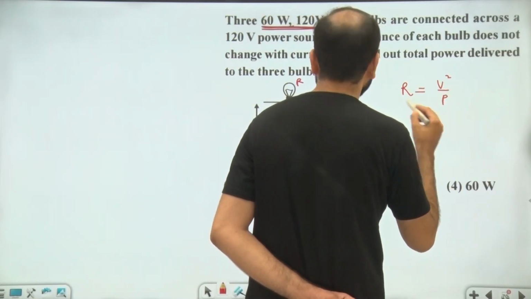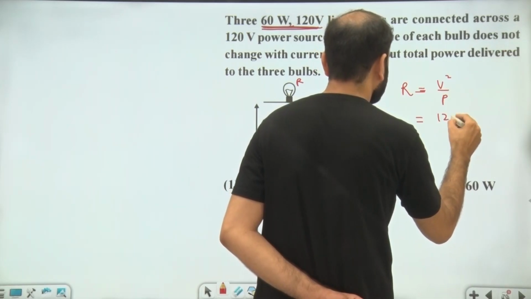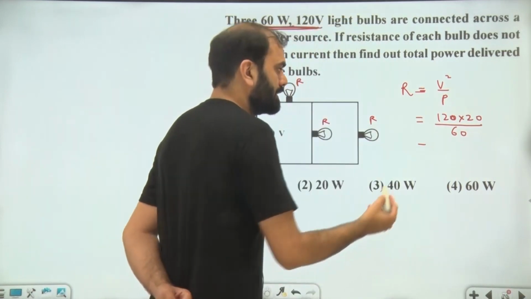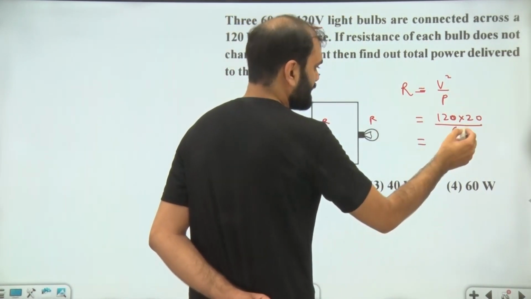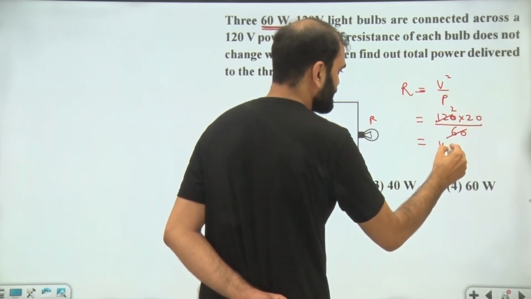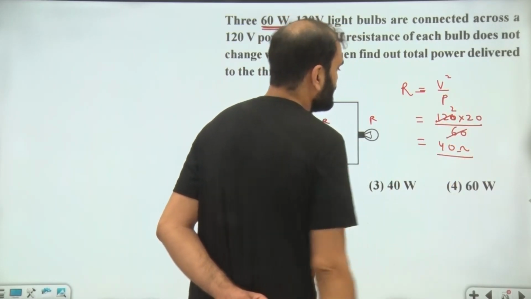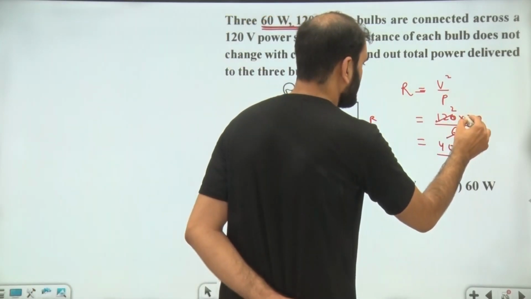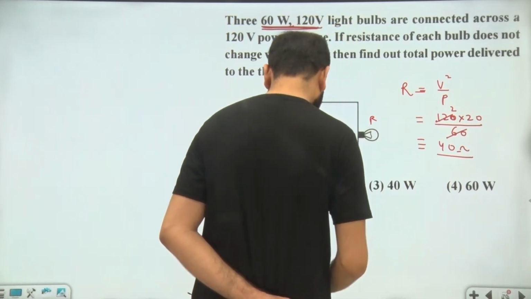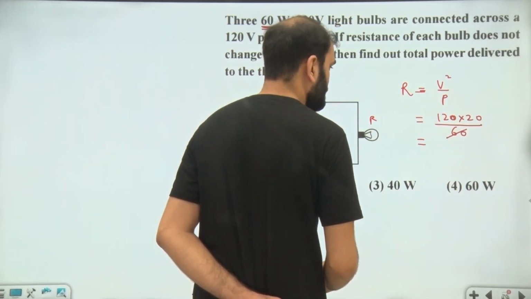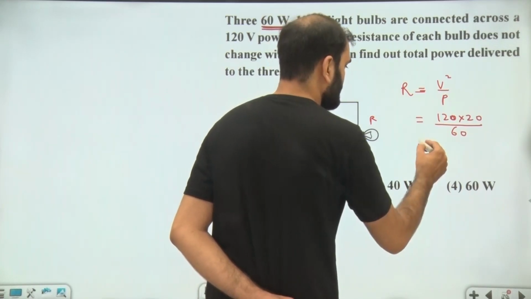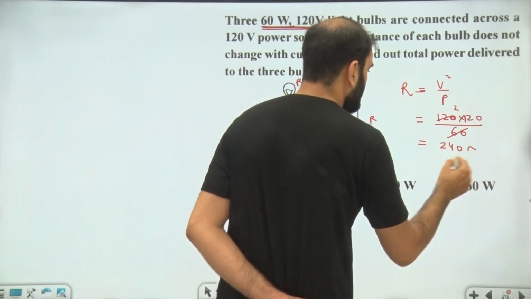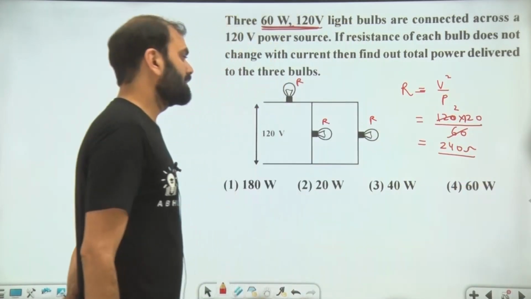So the resistance of each bulb is equal to 120 into 120 divided by 60. From this rating you can calculate the resistance of each bulb. Writing V squared upon P, it is 120 times 120, so it will not be 40. The 120 will cancel out by 2 times, which gives 240 ohm. So the resistance of each bulb is 240 ohm.